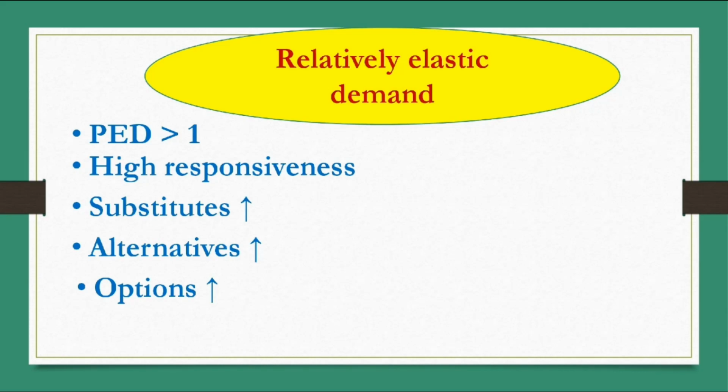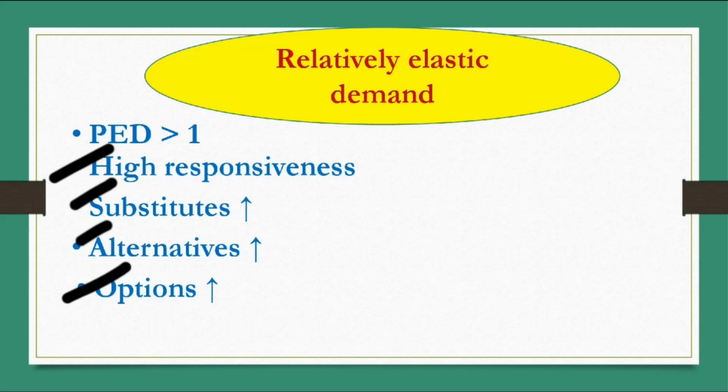When we measure the responsiveness of the demand, whether the demand is elastic or inelastic, we use the formula. If the answer we get is greater than 1, the price elasticity of demand is greater than 1, which means it is elastic demand. That also means that the demand responds more to a change in prices. Why is it so? Because they have a lot of substitutes, alternatives, and many options to switch from one product to another, like Coke and Pepsi.